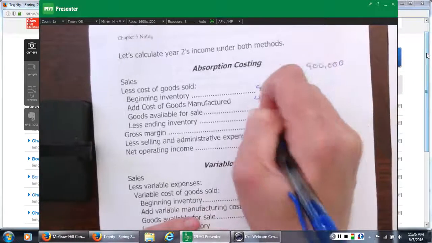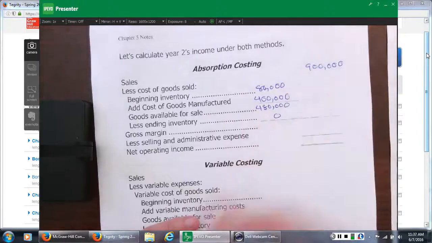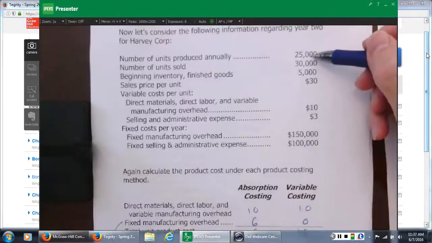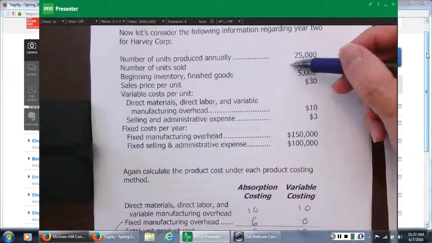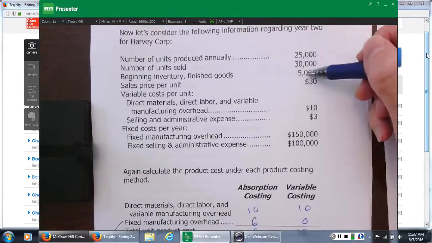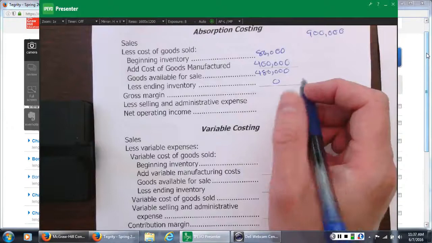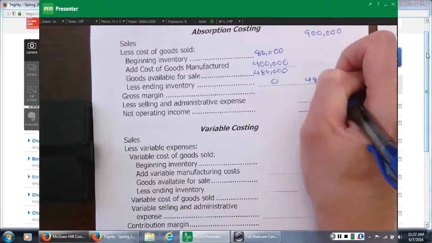Okay, goods available for sale, 480. There is no ending inventory. Okay, and why is that? We made 25,000, and then we had the 5,000 beginning, and then 25,000 plus the 5,000 equals the 30,000 that we sold. So we sold everything that we have. Okay, so we have 0 right here. So it gives us our cost of goods sold of 480.